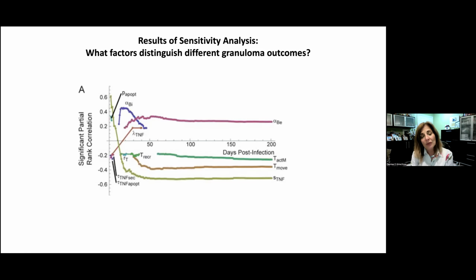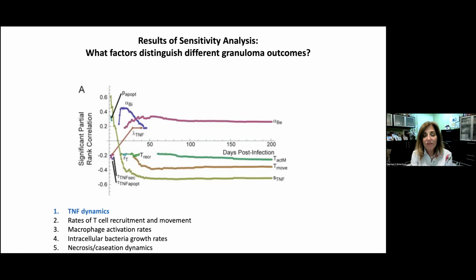The other thing I noticed about these 8 parameters that showed up is that they fell into 5 categories. Some involve a molecule called tumor necrosis factor, or TNF, the rates that you recruit your T cells and how T cells move on the grid, your macrophage activation rates, your intracellular bacteria growth rates, and the dynamics of how you build the dead tissue in the center of the granuloma. All of these determined whether that granuloma was going to control infection or break open and do a really bad job of controlling infection.